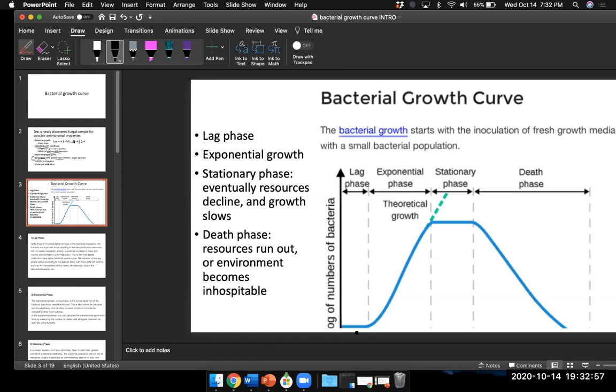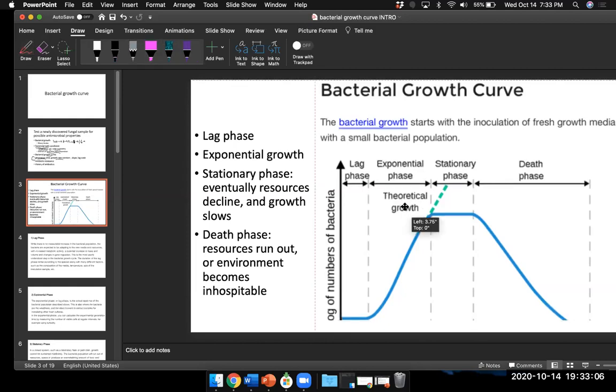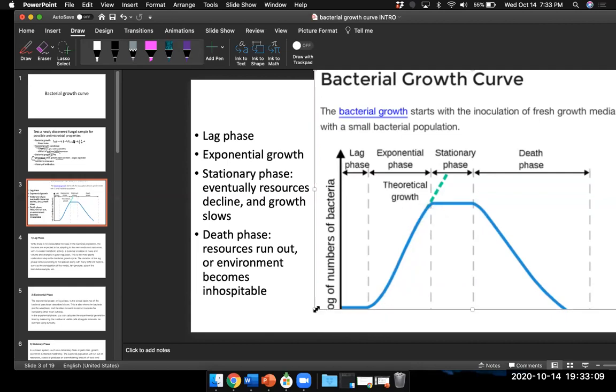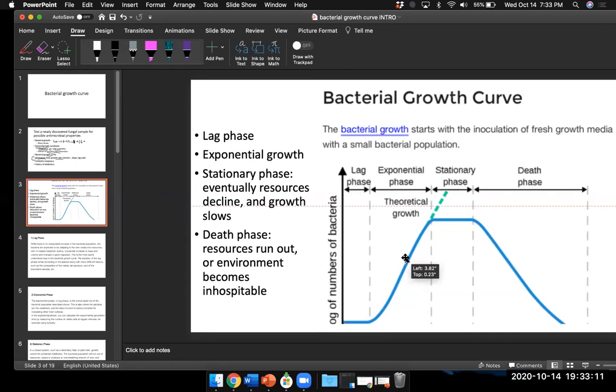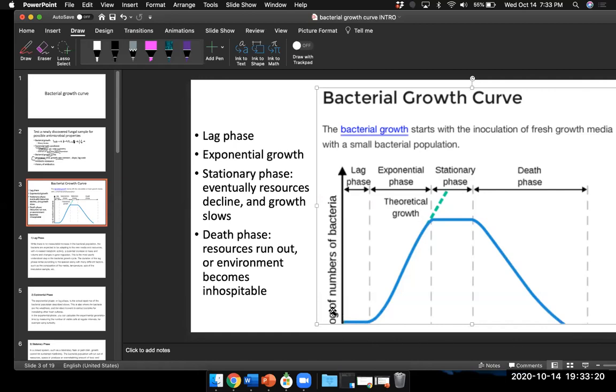So bacterial growth, it looks like the bottom of this got cut off. I guess my screenshot didn't catch the bottom, but on the bottom would just be time. And on this side is the log number of bacteria. So instead of using the whole number, which is in the millions, you take the log of each of those and you get numbers that are easy to work with. Otherwise, you wouldn't be able to really make the plot.